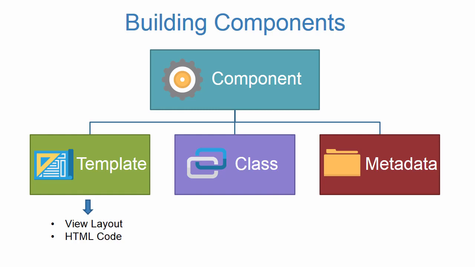The template is the view layout. It is created with HTML and includes all of the binding, directives, as well as additional syntax that's expressed within the view. Our class is the code that supports the view. It is created using TypeScript and includes properties and methods. Properties are used to define data elements, and methods are function expressions used to define some logic.